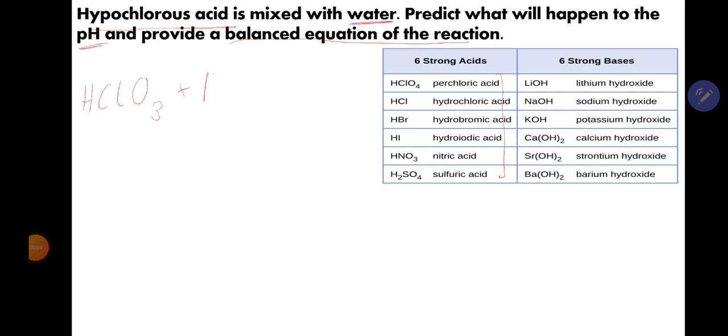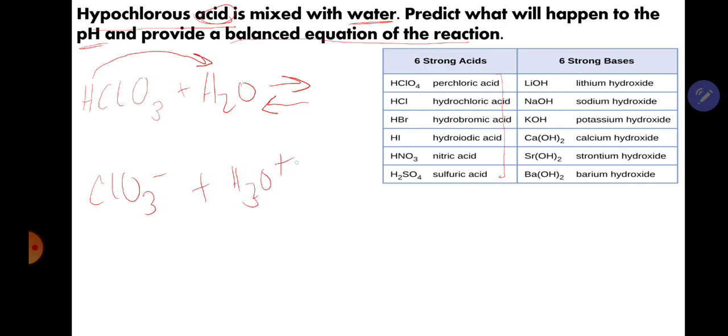And then we're mixing it with water. And we have hypochlorous acid. This H is going to want to leave the acid. But because it's not strong, sometimes the equation will reverse. So we'll have some chlorate ions and some hydronium ions, but sometimes we'll still see these.